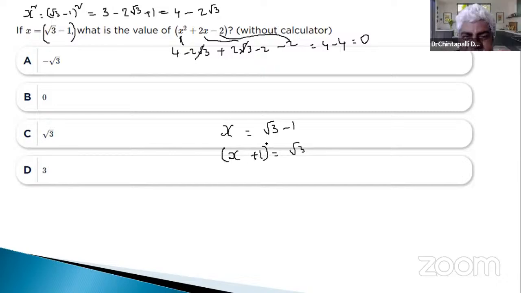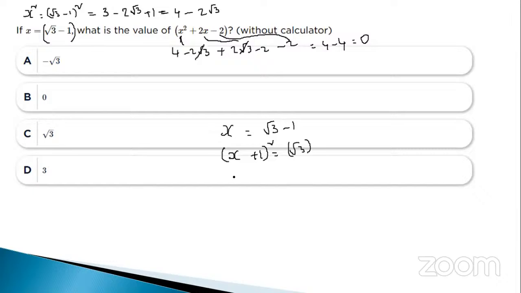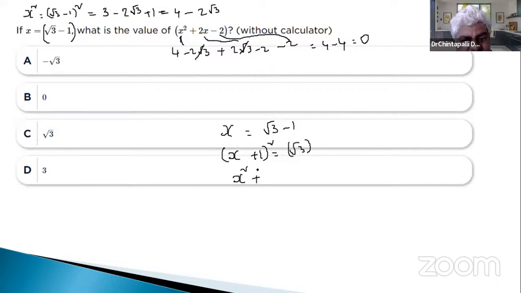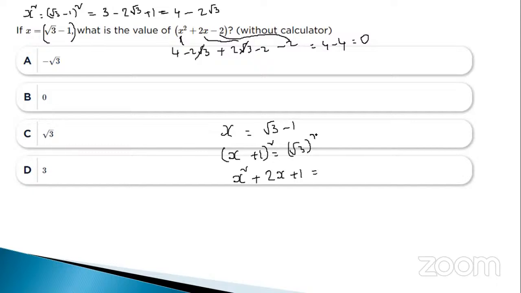Squaring on both sides, (x plus 1) whole square equals 3. To expand (x plus 1) whole square, we are using the (a plus b) whole square formula: x square plus 2x plus 1 equals 3, since root 3 whole square is 3 only.